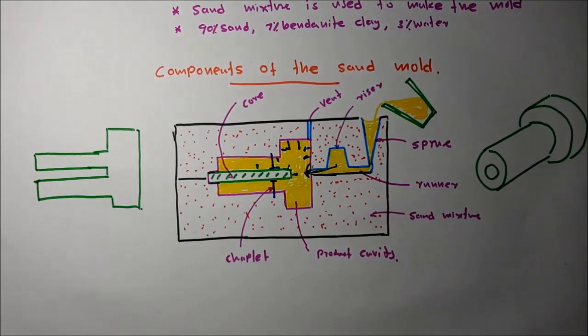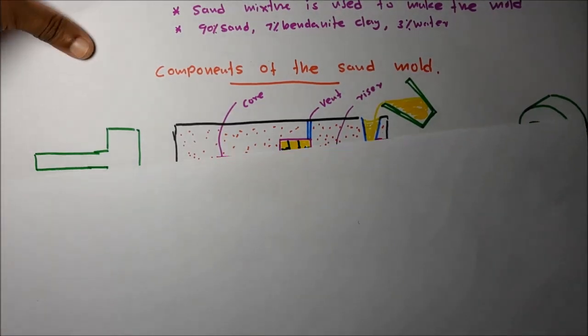Okay, then let's see about this pattern first. I think you are all clear with these components of the sand mold and how they operate in the casting operation. So let's see about the patterns first.